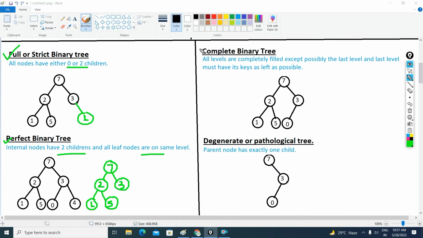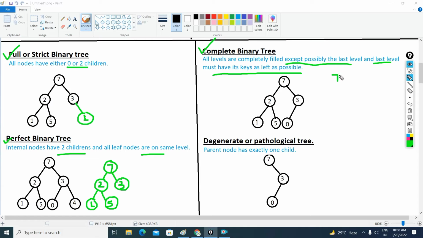The next one is the complete binary tree. All levels are completely filled except possibly the last level, and the last level must have its keys as left as possible. This means that all levels should be completely filled except the last level, and the last level should have its nodes as left as possible. You can see this tree also. In this, all the levels are completely filled and the last level has its nodes on the left side.